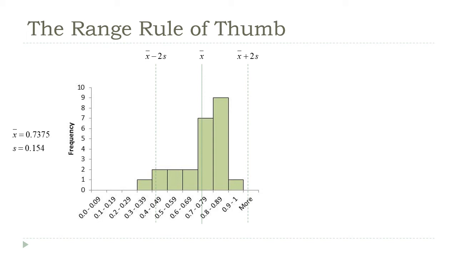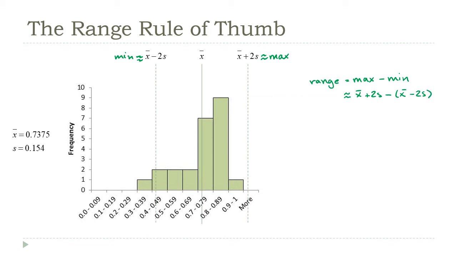Okay, so here's how it works. If approximately all of the data lies between these two values, then these two values are approximately the maximum and minimum values. Okay, but remember, the maximum value minus the minimum value gives me the range. So the range is the maximum value minus the minimum value, which is approximately x bar plus 2s minus x bar minus 2s.